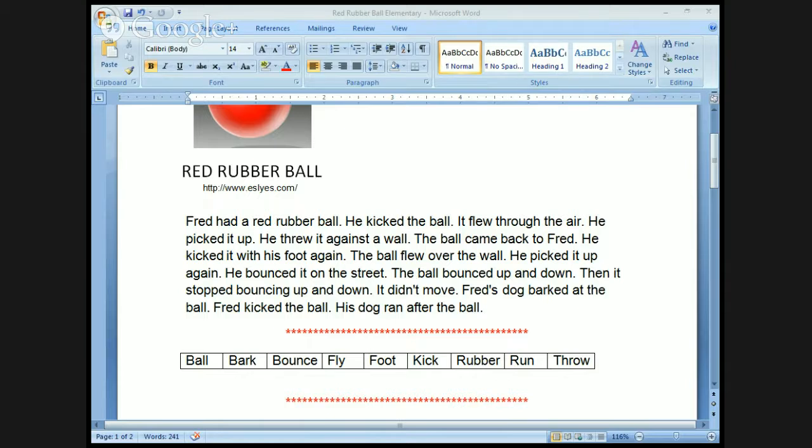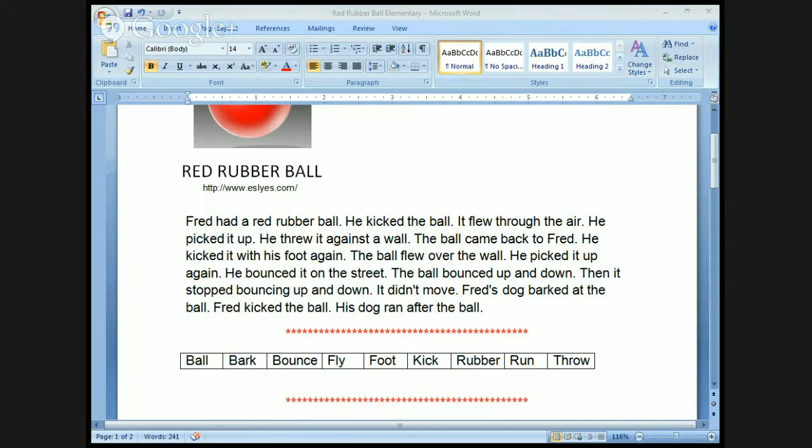He bounced it on the street. What was bounced on the street? Fantastic. It was the ball. The ball bounced up and down. Did the ball bounce up and down? Yes, it did. Then it stopped bouncing up and down.